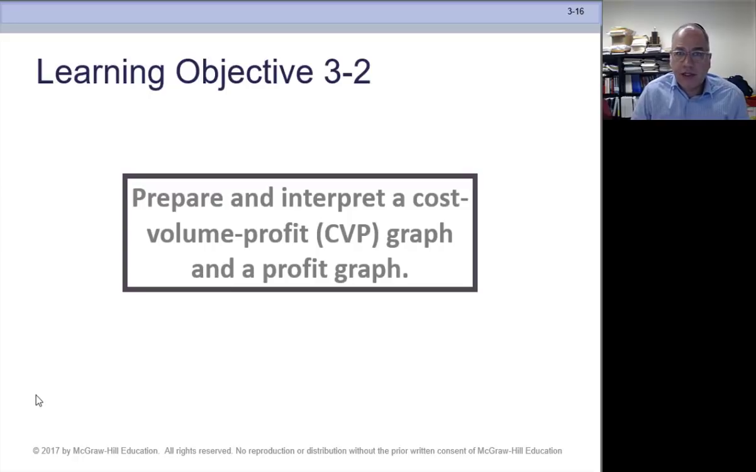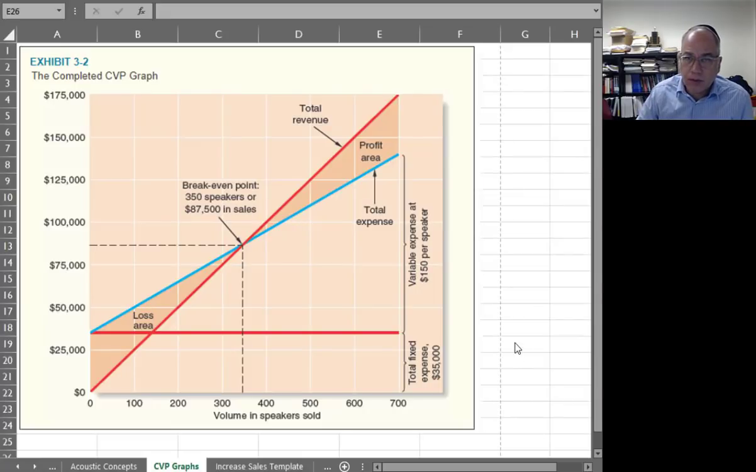Learning objective 3-2 is to prepare and interpret a cost volume profit graph and a profit graph. Now, here you can see this red horizontal line is your fixed cost. In this case, it was $35,000, if you remember. It's going to be a horizontal line because no matter what the volume is, it's still going to be $35,000. So total fixed expense is $35,000.